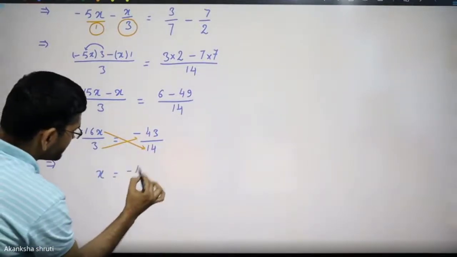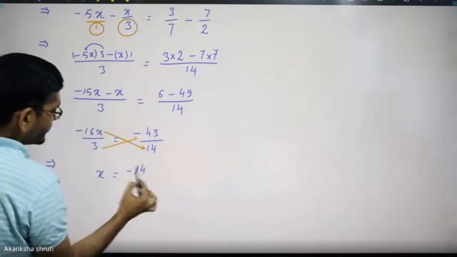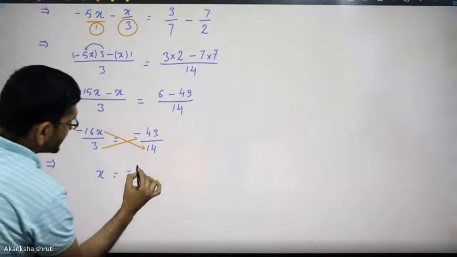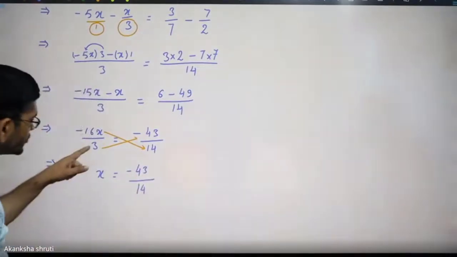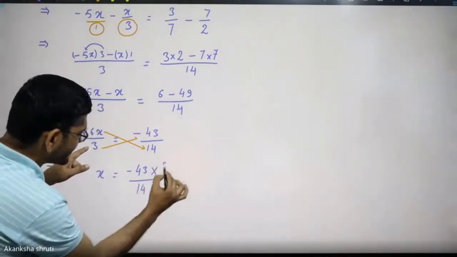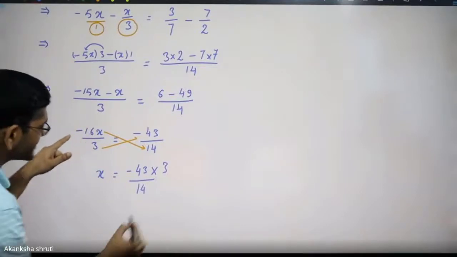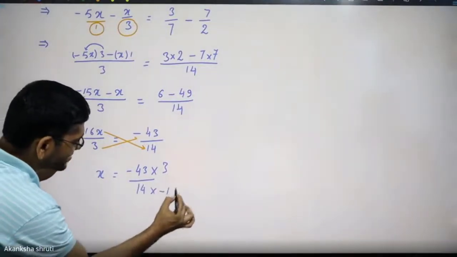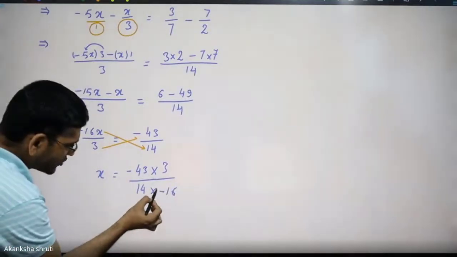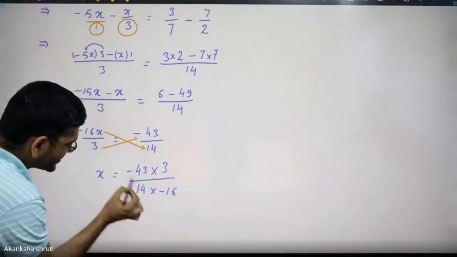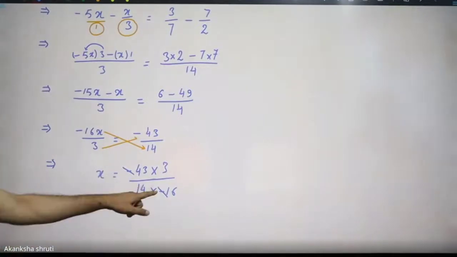Whatever this minus of 43 by 14, you first write this minus of 43 by 14. Now, students, what to do? These 3 have to be multiplied with this 43, and whatever the numerator associated with this x, meaning minus 16, you bring this minus 16 here. To avoid confusion, you may put the bracket also here, but here we are observing this is negative, this is negative. So the negative sign will get cancelled.